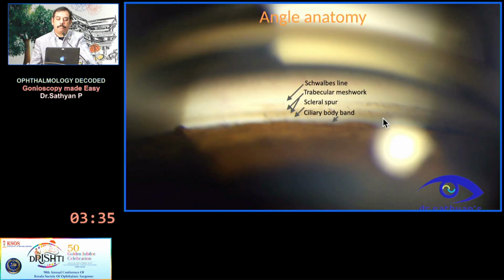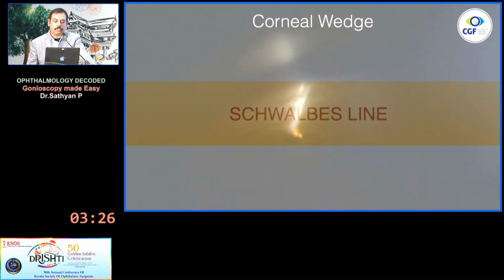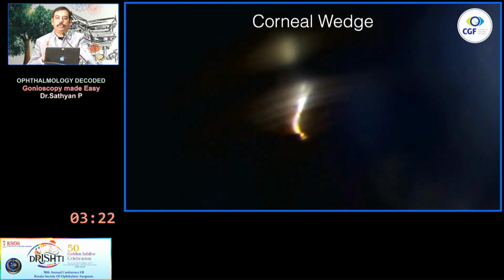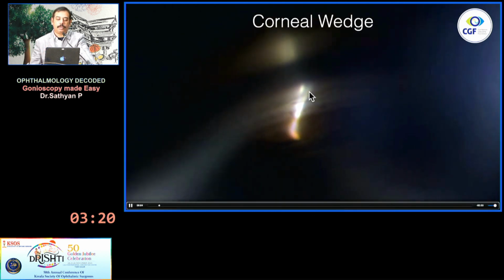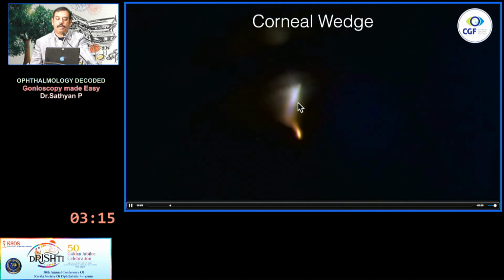So, anatomy recap: Schwalbe's line, trabecular meshwork, scleral spur, and the ciliary body band. I thought I'd share some of the pathologies in each area. Schwalbe's line: how to identify it? As I told you, you can see these two slits here, one in the front and one in the back. Where they join is the corneal wedge, that is the end of Descemet's. That is where Schwalbe's line starts.